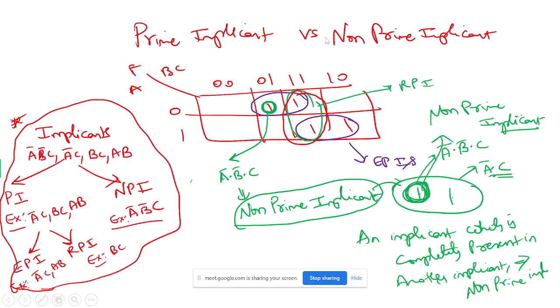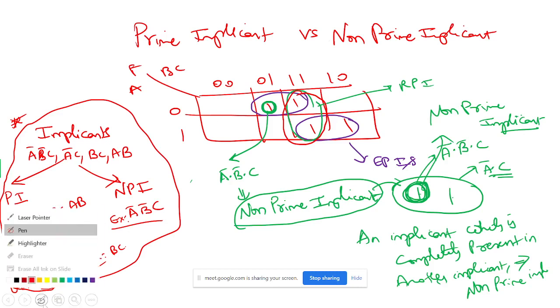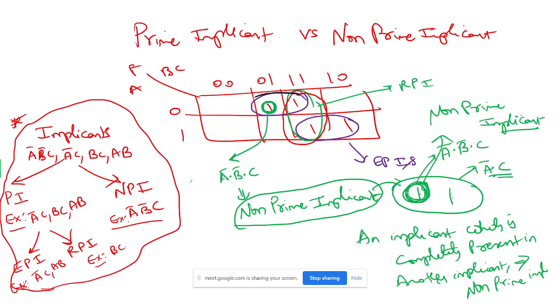See, if you look at this function, you have three prime implicants, right? One, two, three. So what is an EPI? It should have at least a single one which is not present in anything else. So one, and let's say three, are having at least a single one which is not present in anything else. But if you look at the second one, it doesn't have at least a single one which is not present. So that's why it is called RPI.